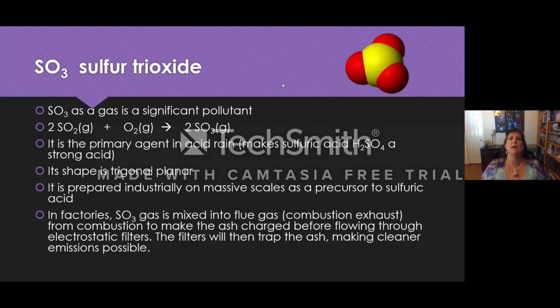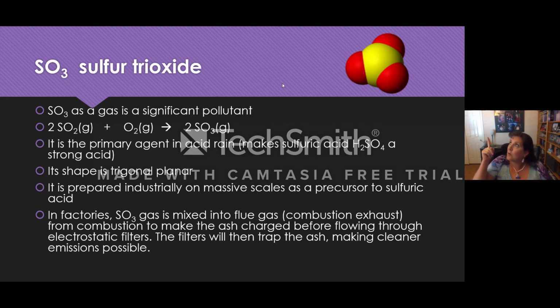Next up is SO3. Remember the name, sulfur trioxide. SO3 as a gas is a significant pollutant. What happens is you can take 2 SO2s plus oxygen gas and make 2 SO3s. It is the primary agent in acid rain, so it's probably the worst one, the biggest contributor to acid rain. That's because it makes sulfuric acid, which you may have heard of before, and that's a very strong acid.